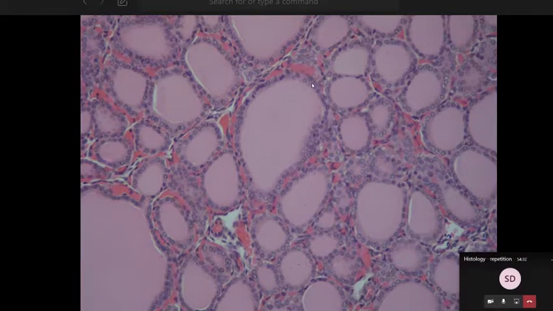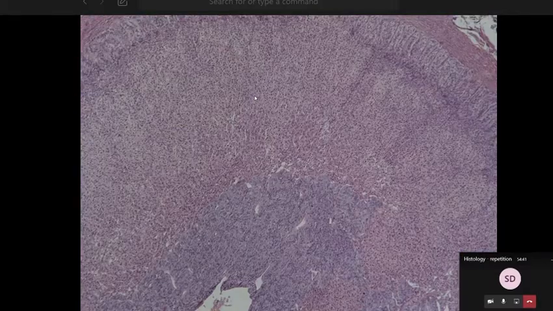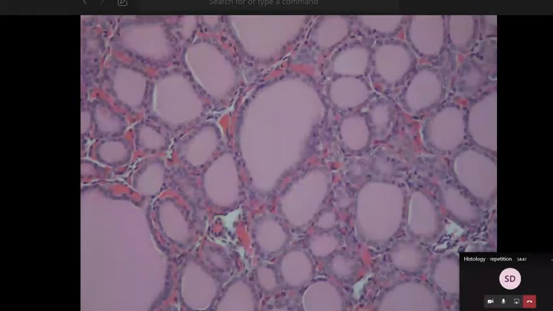Okay, and what about the C cells? C cells or parafollicular cells. They can be located, of course, between the follicular cells. Sorry, but in this type of staining, we can't see them. We should do immunohistochemical staining to see them clearly. But they can also be located between the follicles, somewhere here.